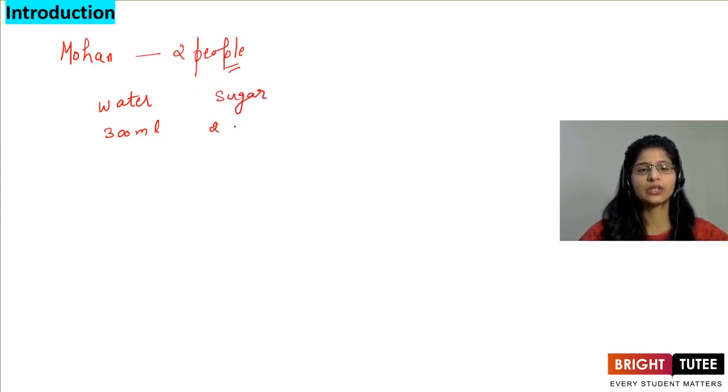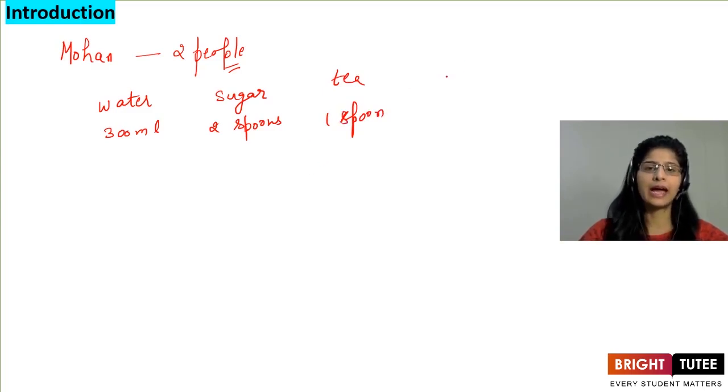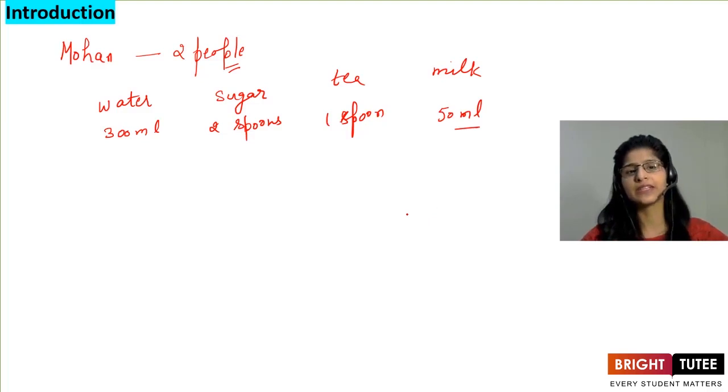He requires 2 spoons of sugar. He requires 1 spoon of tea. And then the milk he requires: 50 ml of milk. Right, now he is making tea for 2 people. Suppose now he has to make it for 5 people, right?